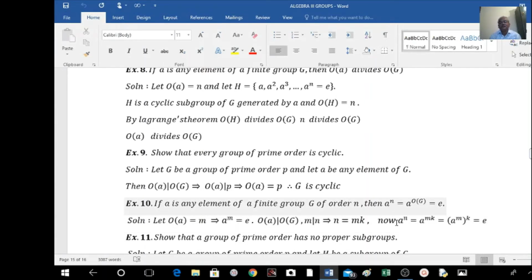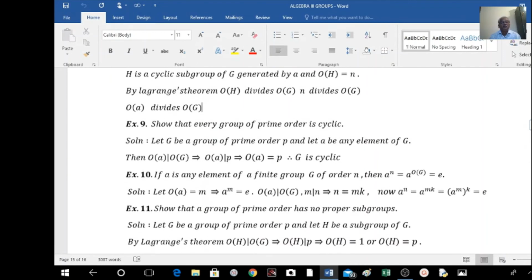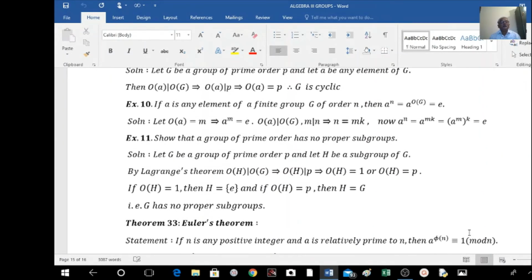So consider A to the power of N. N is nothing but MK. And this can be written as A to the power of M, to the power of K. But what is A to the power of M? It is equal to E. So here we have E to the power of K. As E is the identity element, E to the power of K is equal to E itself. So finally we have proved that A to the power of N is equal to E. A to the power of the order of the group is always equal to the identity element. Next, one more example. Show that a group of prime order has no proper subgroup.